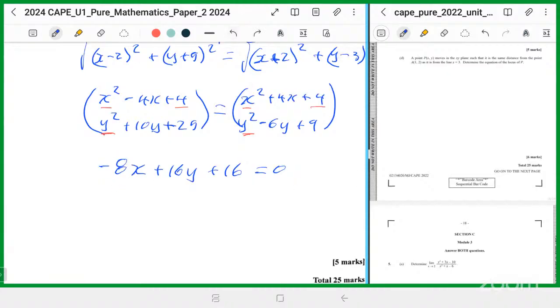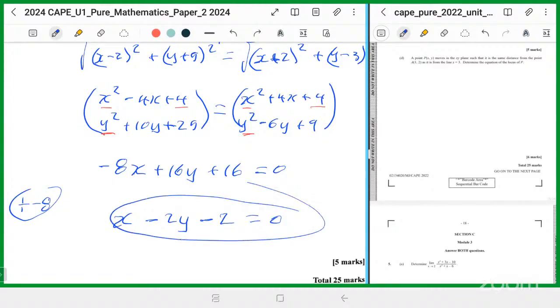And you can divide through this by a negative 8 to get rid of this. So divide by a negative 8, divide by a negative 8. This becomes x. It becomes minus 2y. It becomes plus 2. Divide by a negative 8, so it becomes minus, equals 0. And that's the locus right there.